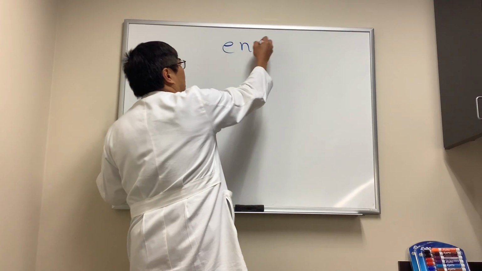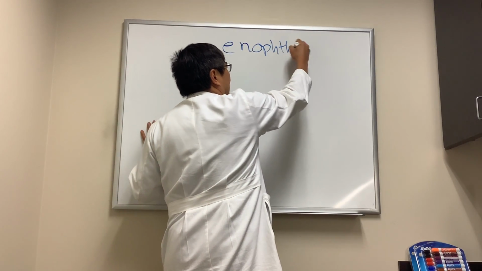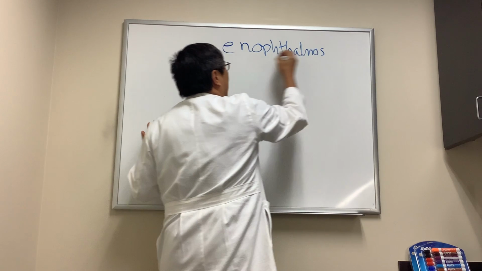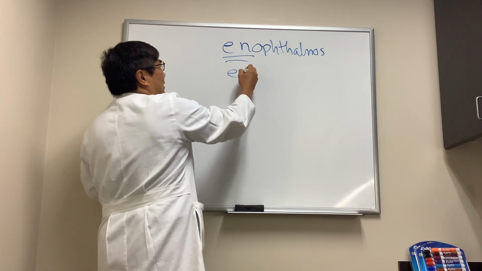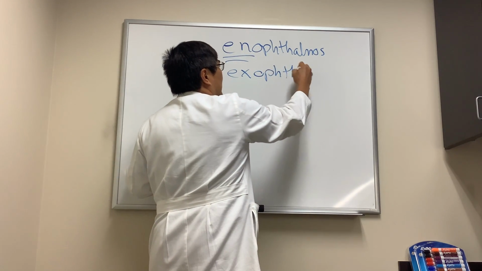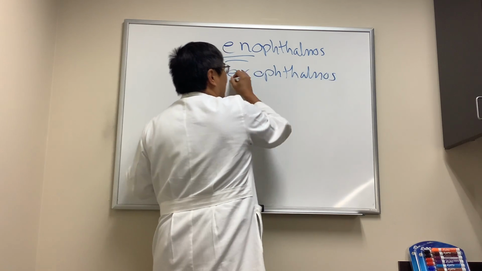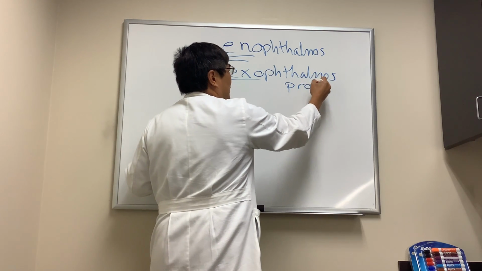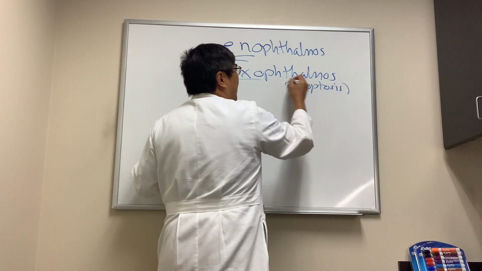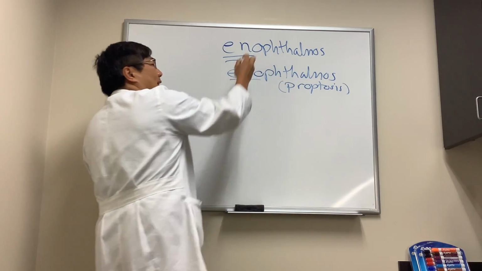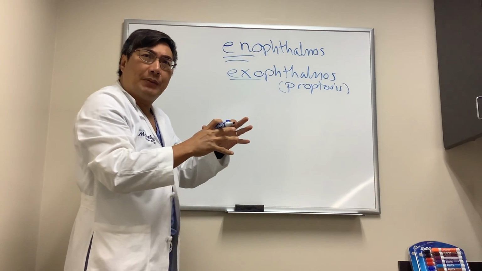So somebody wanted to know about enophthalmos in neuro-ophthalmology. Enophthalmos is the opposite of exophthalmos, which means the eye is bulging out. Another name for exophthalmos is proptosis. So the eye is bulging in exophthalmos and the eye is sunken in enophthalmos.